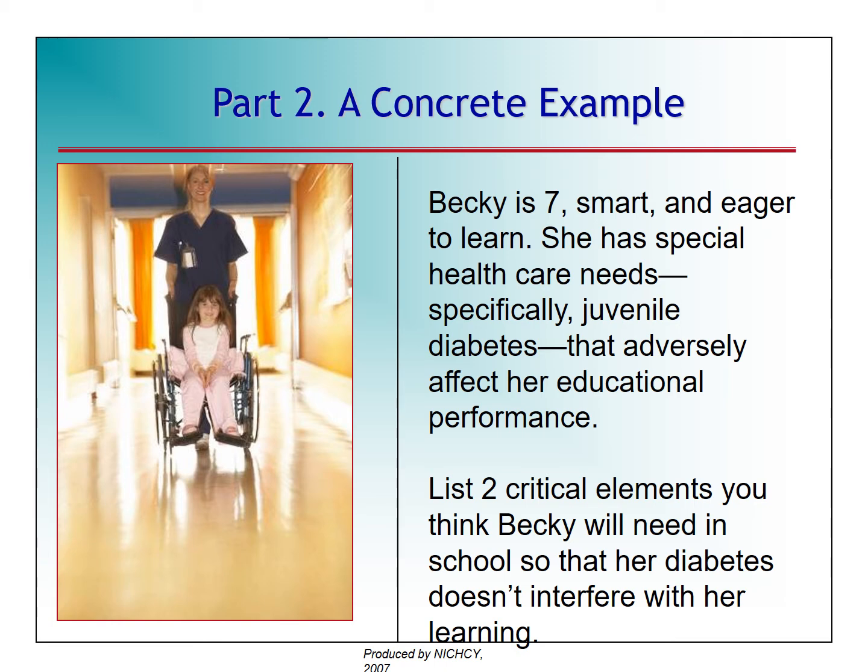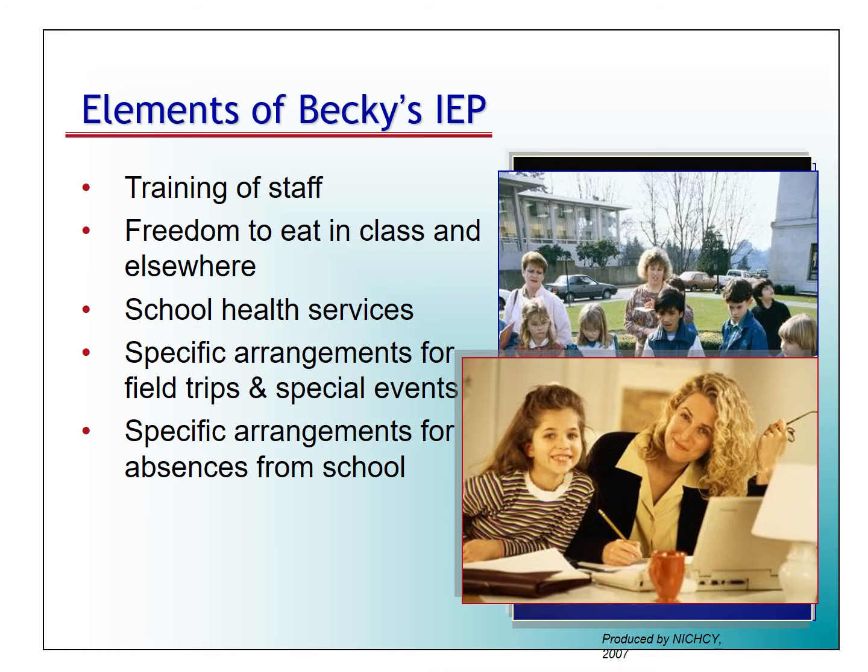Let's look at an example of Becky. She is 7, smart and eager to learn. She has special health care needs, specifically juvenile diabetes, that adversely affect her educational performance. What do you think would be 2 critical elements that Becky will need in school so that her diabetes doesn't interfere with her learning? Go ahead and jot those down. Freedom to eat in class and elsewhere, school health services, specific arrangements for field trips and special events, specific arrangements for absences from school.